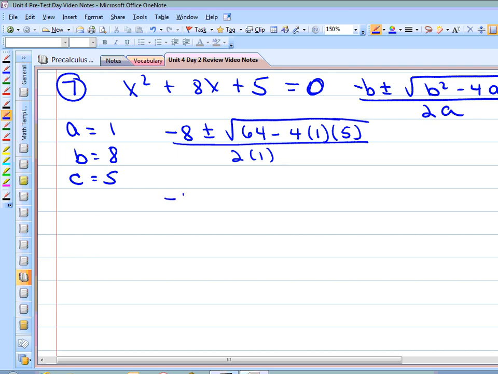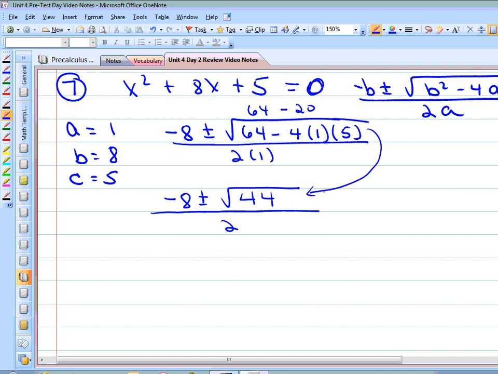Then I'm going to simplify negative 8 plus or minus the square root. And remember, that number underneath that we're going to find is called the discriminant. That helps us determine how many solutions we have. And 2 times 1 is 2. Now, this is 64 minus 4 times 1 times 5 is 20. 64 minus 20 is going to be 44. Be really careful in that step. That is where usually you make the biggest mistakes, is going from here to here.